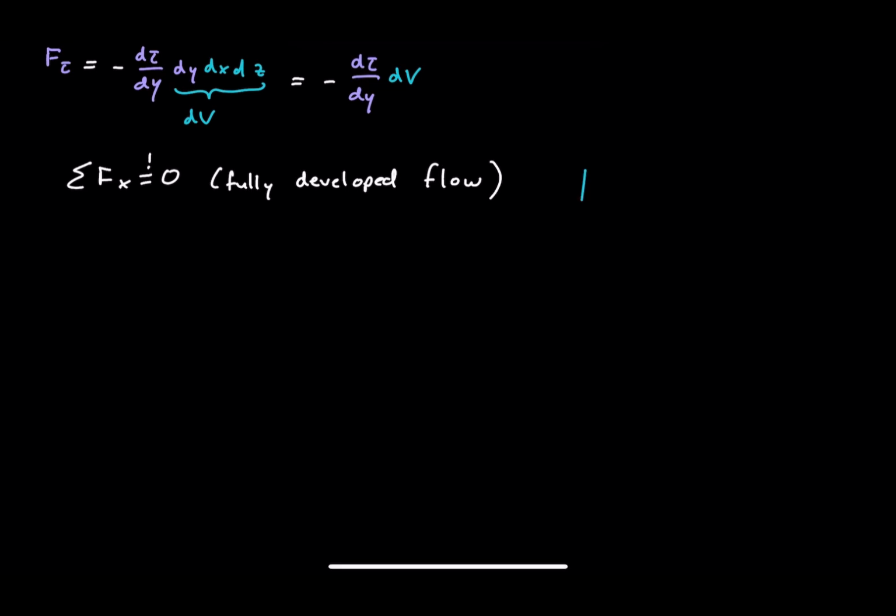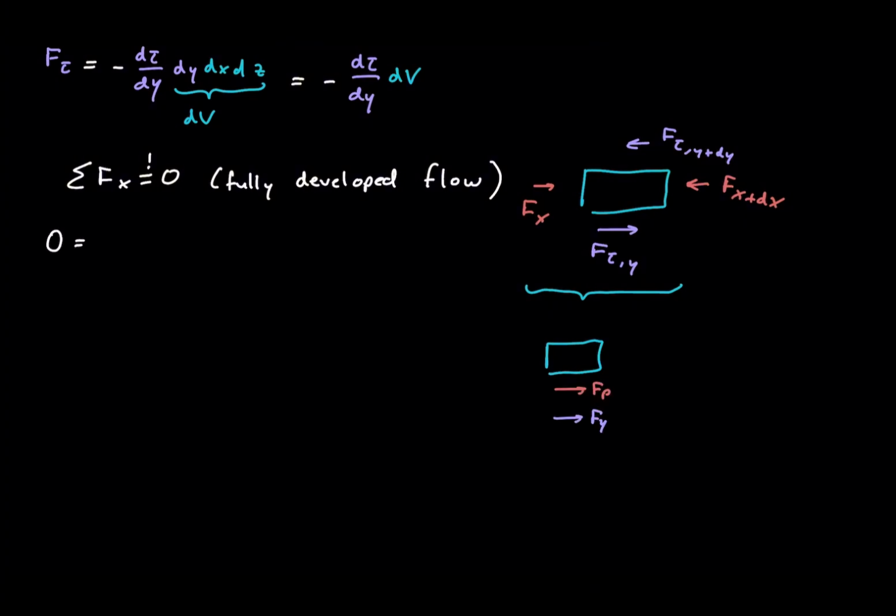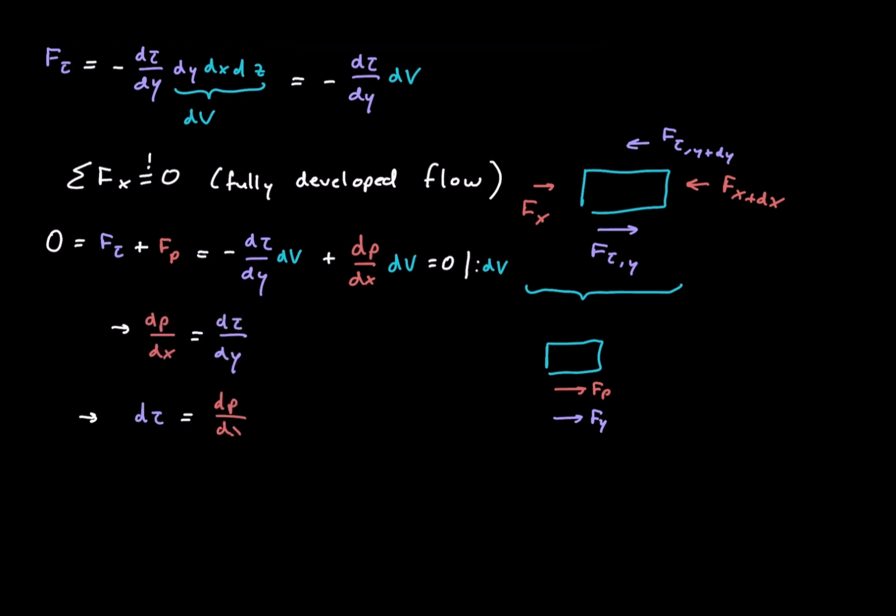After simplifying and dividing by the volume, we obtain the governing equation. Now we integrate with respect to y. Integrating once gives the shear stress distribution. Tau equals dp over dx times y plus constant c1.